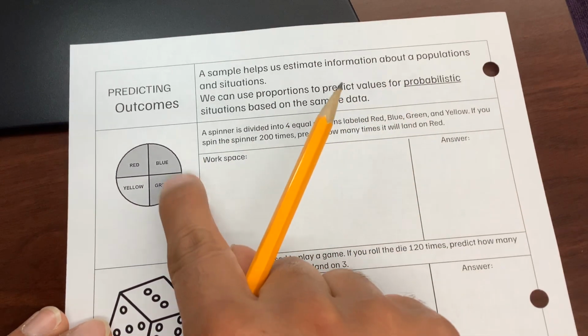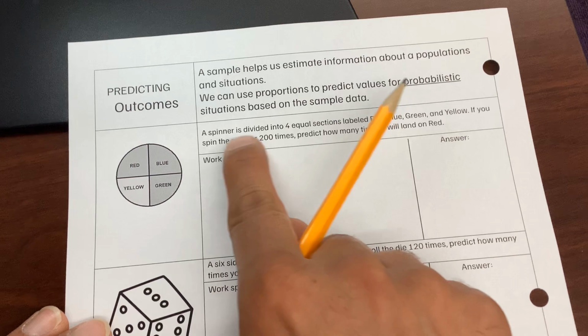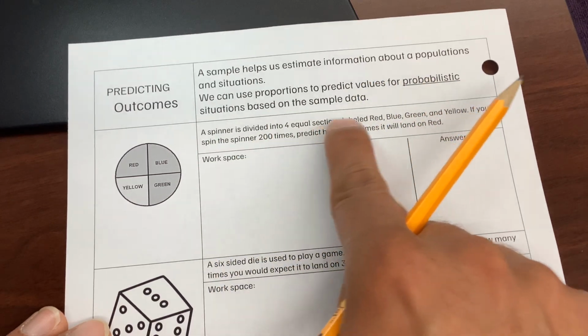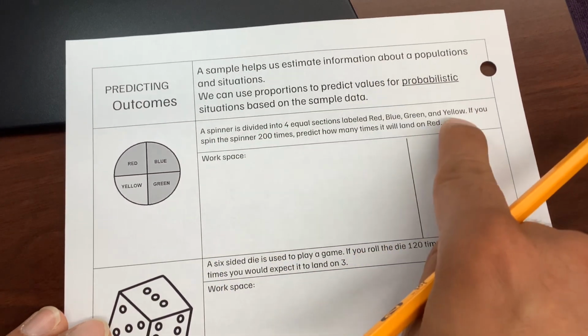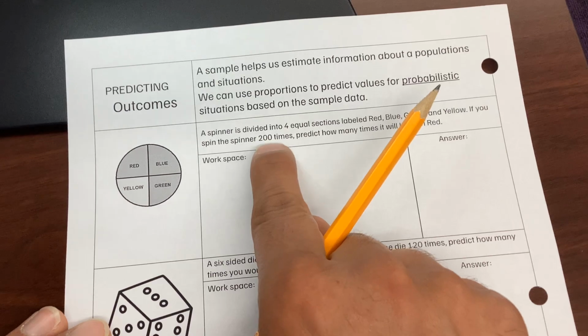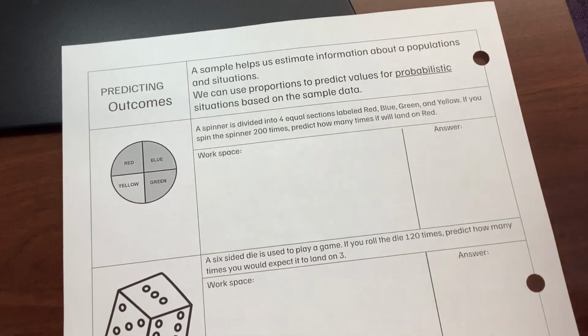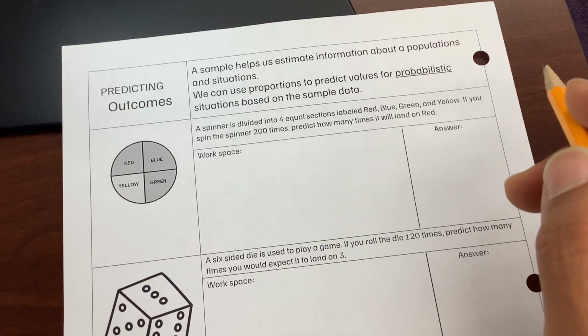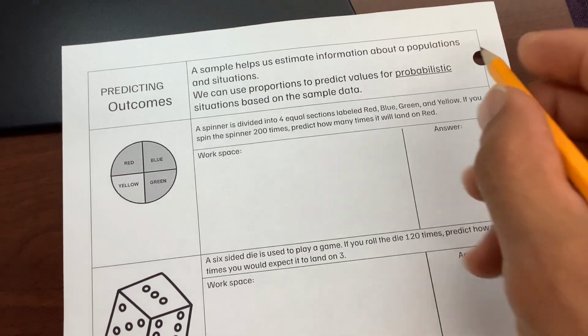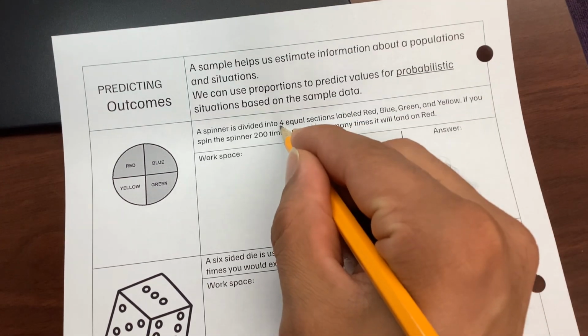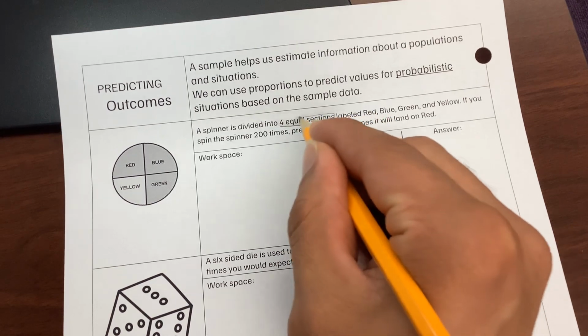What's the probability if I spin this spinner? It says the spinner is divided into 4 equal sections labeled red, blue, green, and yellow. If you spin the spinner 200 times, predict how many times it will land on red. Okay, so let's take a look at our keywords. So the first keyword that I'm looking at is going to be 4 equal sections. So I got 4 equal sections.